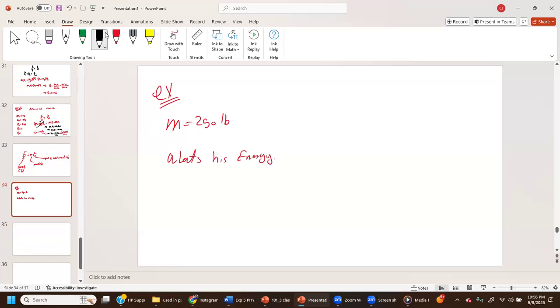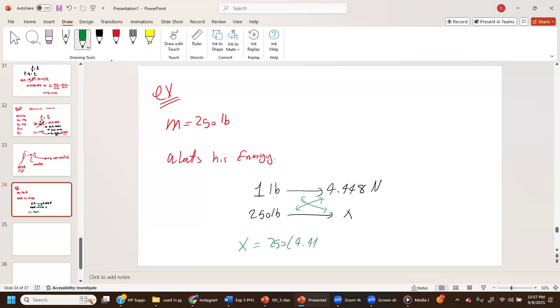to newtons. And we know that 1 pound is 4.448 newtons. We want to change 250 pounds into how much, x. And now we cross multiply. So x, which we're looking for, is going to equal 250 times 4.448, which equals 1100 newtons.